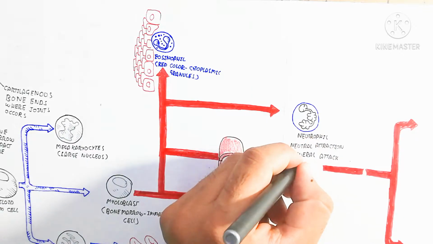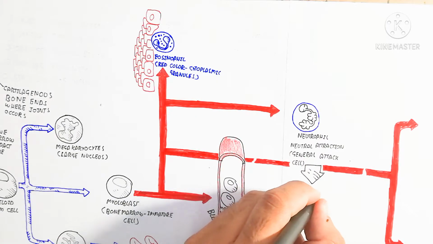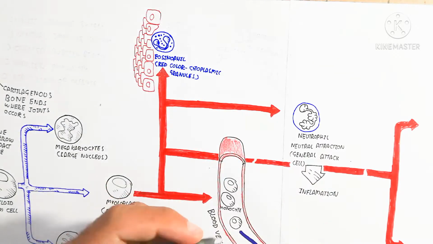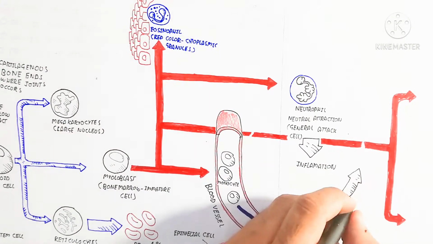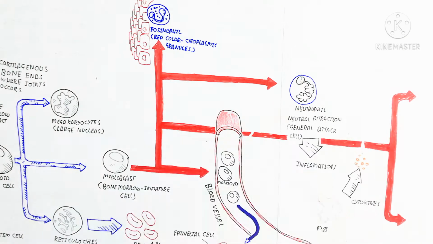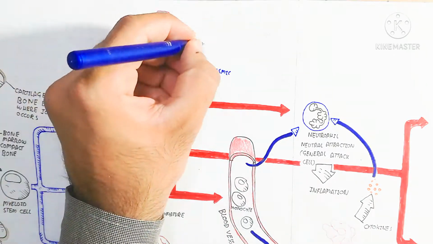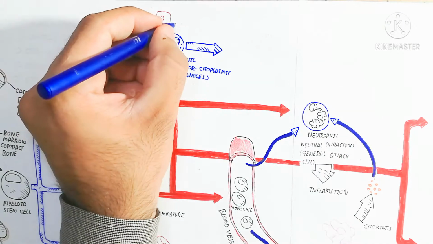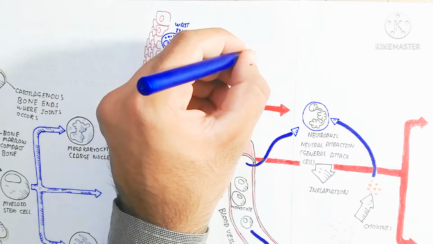So here is the neutrophil. Neutrophil means neutral attraction, so that means the general attack cell. The cytokine produced from the macrophage attracts the neutrophil toward the inflammation site, and the neutrophil is also known as the polymorphonuclear cell, because it has a different type of nucleus, with three lobes present.